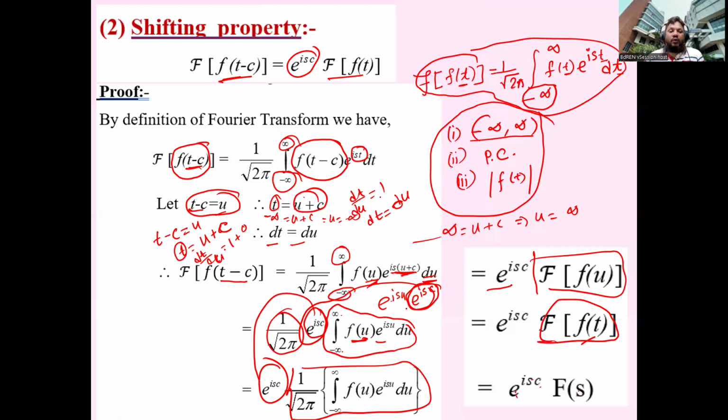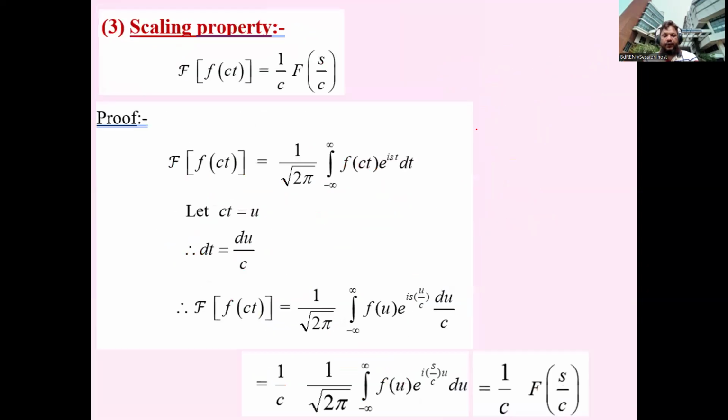This property is known as the shifting property. Like in the Laplace transform, we have seen there is another property, the shifting property. So do you understand this property, please? Do you have any question? Please give feedback. Put your feedback, please. Have you listened to me? No, sir. Okay. No problem. Yes. Okay.